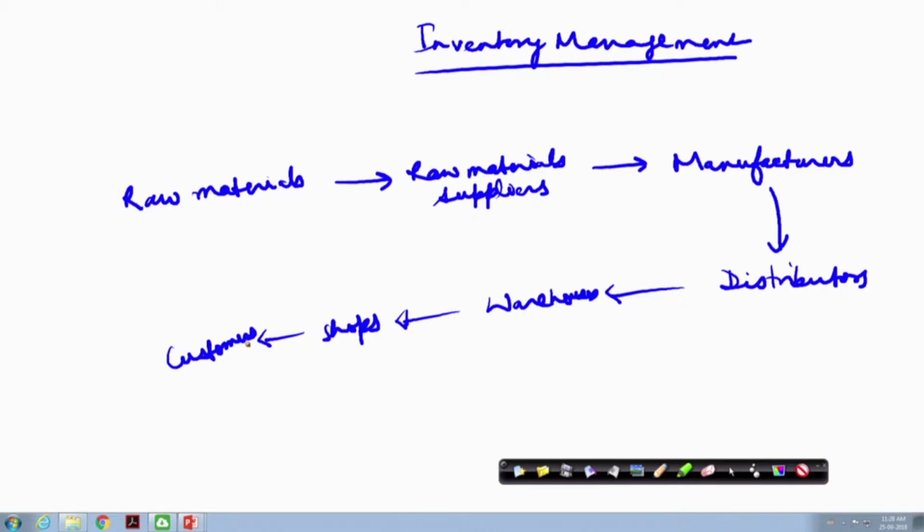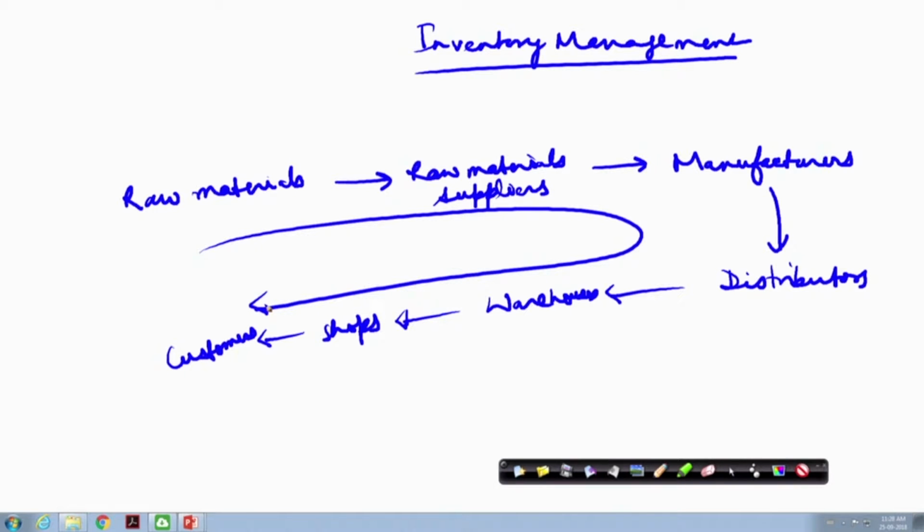So, as you can see, this is the whole supply chain. It starts with the raw materials, procurement, and supply being delivered to the manufacturers. The manufacturers use those raw materials to produce the goods. The manufactured goods are then distributed, sent to the warehouses, finally to the retail shops, and then purchased by the customers. So, in this entire process, what are the things that are important?